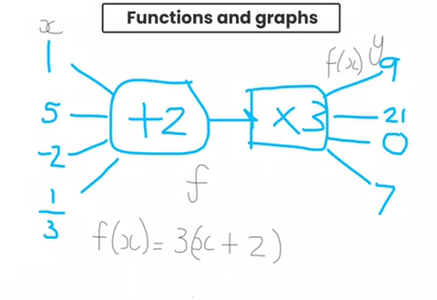So f of x essentially represents your output, the output of a particular function f. Or another way that it could be written is y equals 3 times (x plus 2). So y represents output, and this is how we're processing our input to get that output. That is what a function is, in short: some kind of rule that transforms input into output.